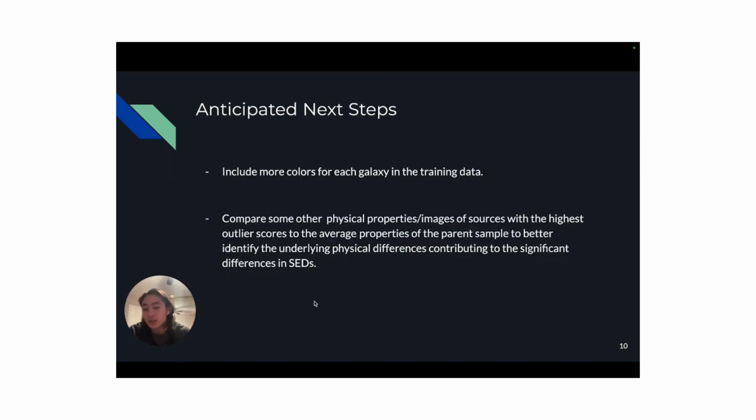So there are some next steps that could be done to further the results of this. We could look at more colors for each galaxy than just the three that we looked at. We could also look at other physical properties other than mass, star formation rate, and specific star formation rate. That's all I had.